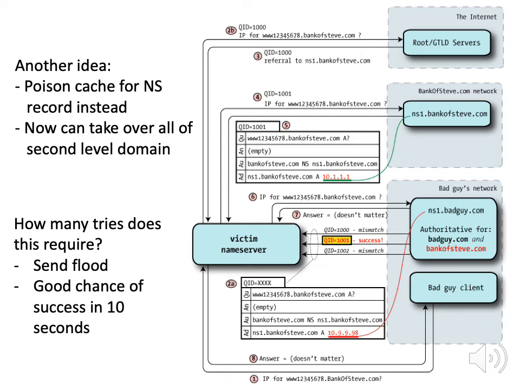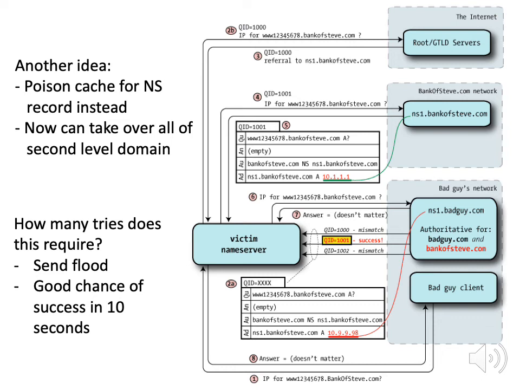So here what we do, as soon as the bad guy client sends the request for www.1234567.8.bankofsteve.com, it's going to send message 2A, which is a query response listing its IP address as the address of the bankofsteve.com name server. Now note that it can use the real name server for bankofsteve.com because it's providing the IP address. And so this makes it harder to see.